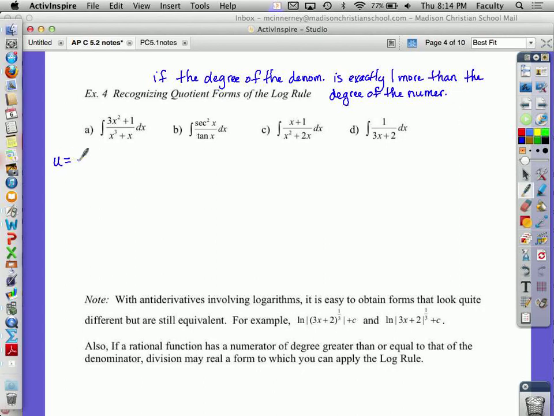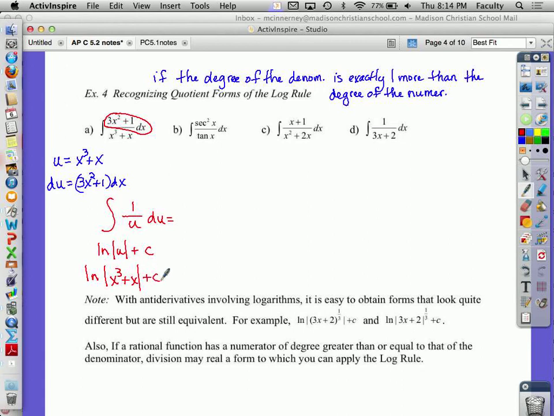I'm going to let u equal x cubed plus x, and du will be 3x squared plus 1 dx. So here I have right here is the du. So it's 1 over u du. So that's the natural log, absolute value of u plus c. So it's the natural log of x cubed plus x plus your c.